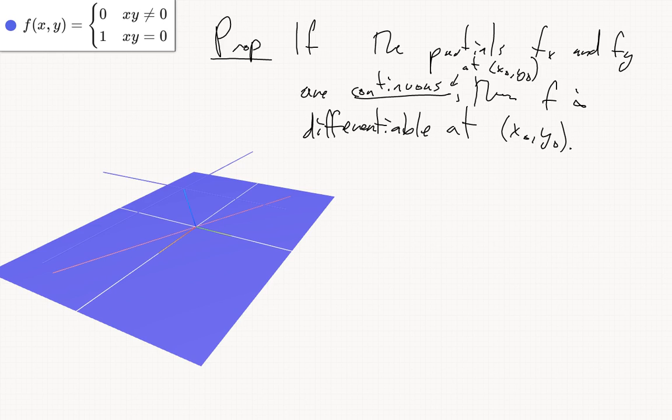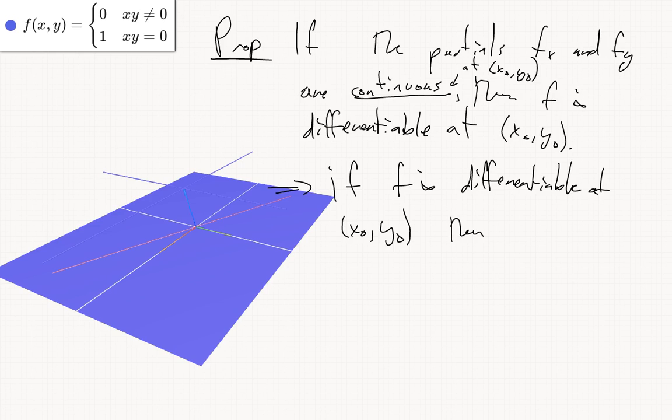And so in particular, now this is enough to guarantee that if f is differentiable at x0, y0, then f is also continuous there with this definition of differentiability.